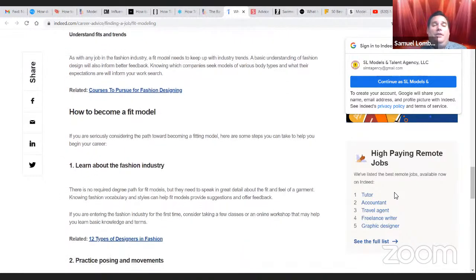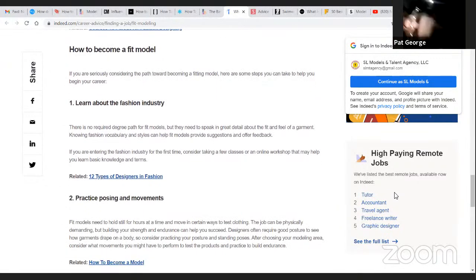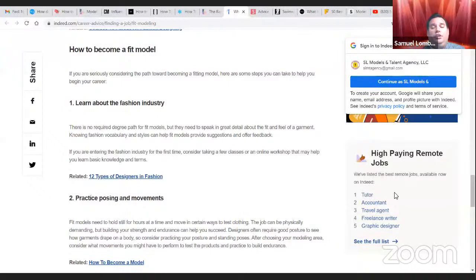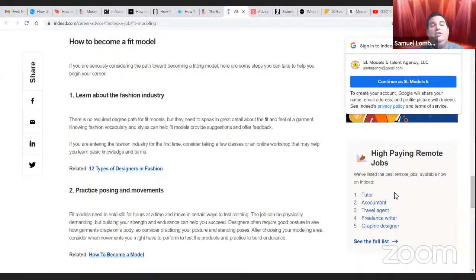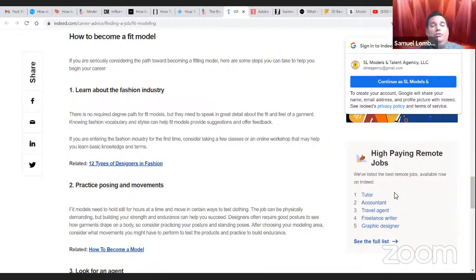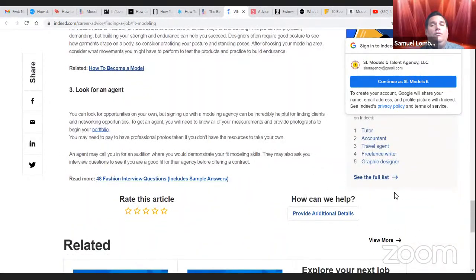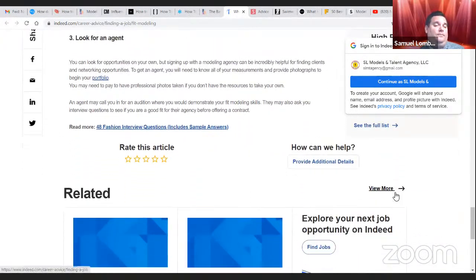How to become a fit model. I have like a dead phone. So how to become a fit model. One, learn about the fashion industry. So in your time, you can go ahead and figure out, learn about it. Two, practice posing and movements. Three, which you already did, look for an agent.